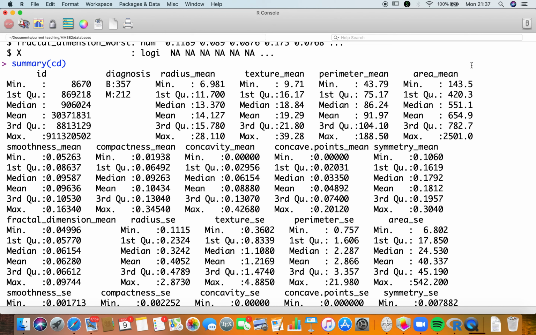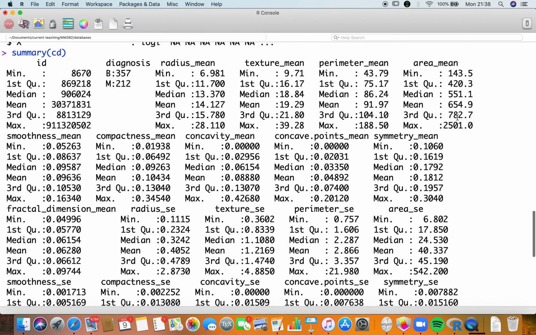Now, if you look at the area mean, though, you see 551, 654. They're not very close. There's about 20% difference there. That could be significant, but we're not sure.